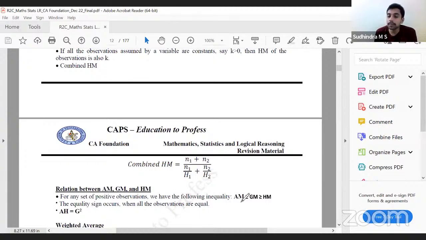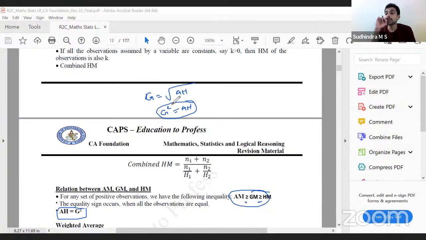Now, properties of AM, GM and HM: at any point in time, arithmetic mean is greater than or equal to geometric mean, which is greater than or equal to harmonic mean. More importantly, this is very important. Geometric mean is equal to square root of arithmetic mean into harmonic mean, or G square is equal to A into H. That empirical relationship between mean, median and mode, and this relationship between geometric mean, harmonic mean and arithmetic mean, very, very important.